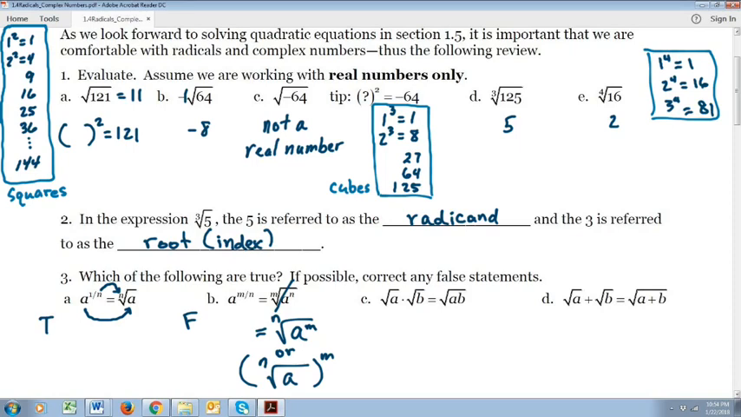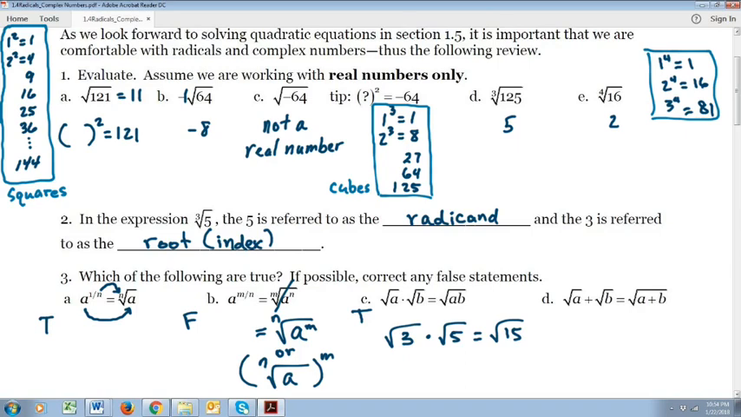On letter C, that is true. That is how we multiply radicals. So the square root of 3 times the square root of 5 would equal the square root of 15. You can actually write these both as a to the 1/2 power times b to the 1/2 power, and you can use a rule of exponents to show that these two expressions are equal. So basically the foundational rules for exponents are what justify what we're doing when we multiply radicals.